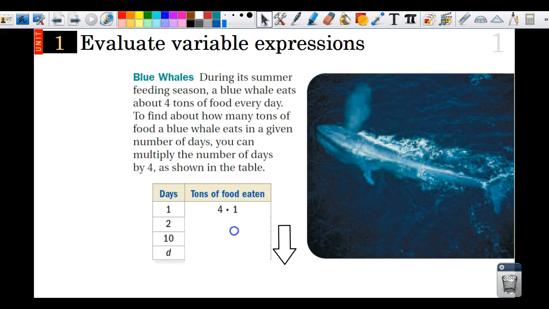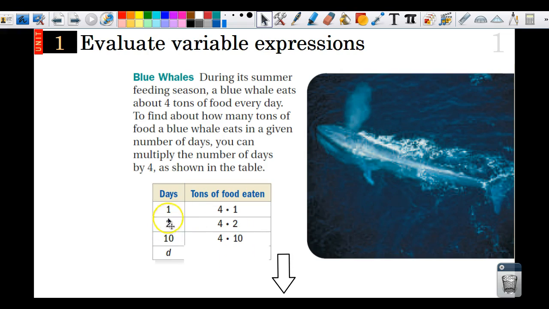So for example, on the first day, he ate or she ate 4 tons of food. So to find out the total number of food eaten, you'd multiply 4 times 1 day. 4 tons of food every 1 day. For 2 days, of course, it'd be 4 times 2 because now there are 2 days in which the blue whale was eating. And after 10 days, you just multiply 4 times 10.